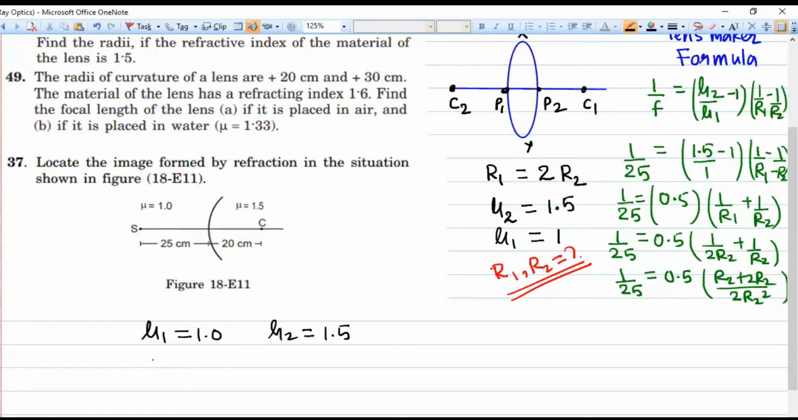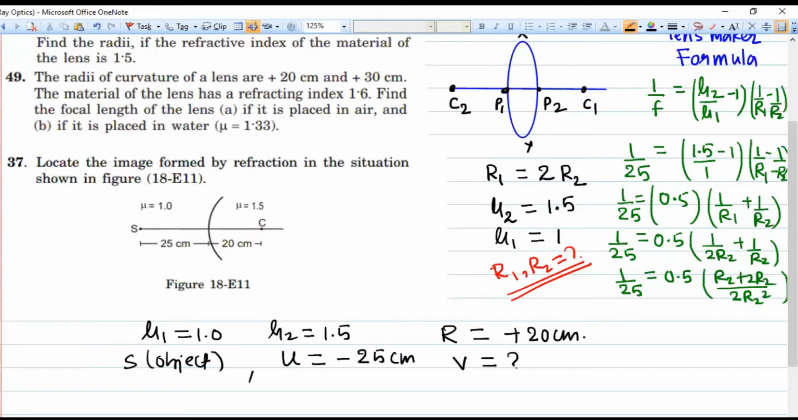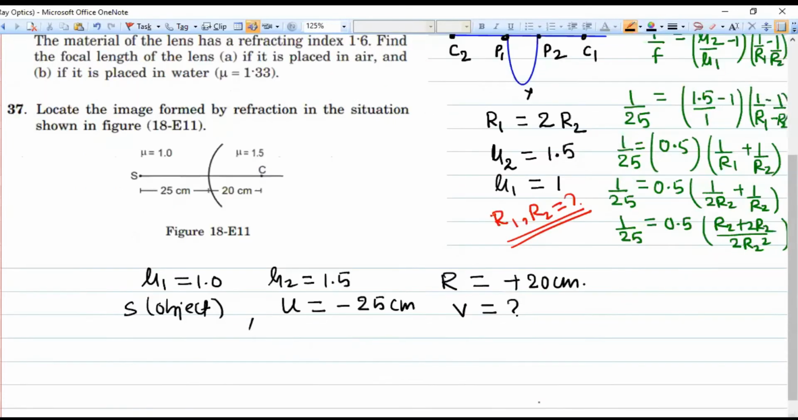S is your object here, so the object distance is also given. We can represent it by U. Towards the left it will be minus 25 centimeter. The radius of curvature R is also given. Towards the right it will be plus 20 centimeter. Then what we need to find out is the position of the image. Once you find the position of the image, you can easily locate it.